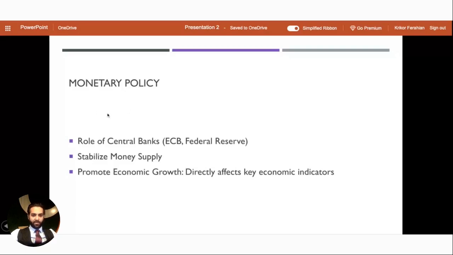So there's a contractionary approach to monetary policy, and there's an expansionary. Expansionary is when they want to promote economic growth, when they want to improve things, right? So we said quantitative easing and we said interest rates, right? Both of these are used to promote economic growth, and they directly affect key economic indicators, like we mentioned before, inflation, output, GDP, all this kind of stuff can be affected by interest rates and quantitative easing. So let me explain how that works by giving you a quick example for each.